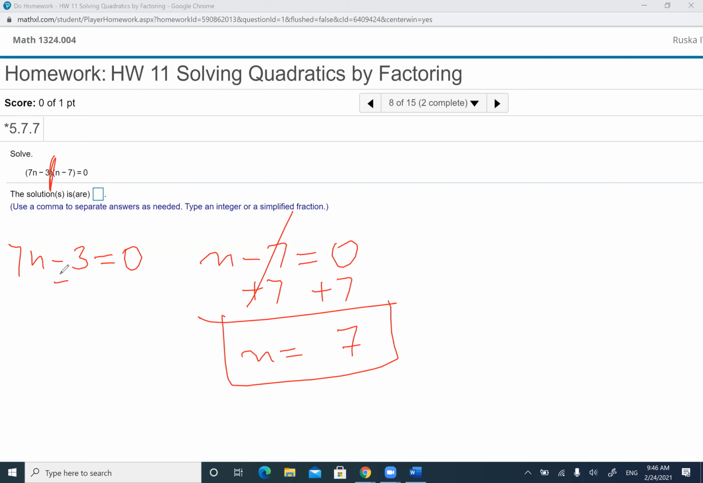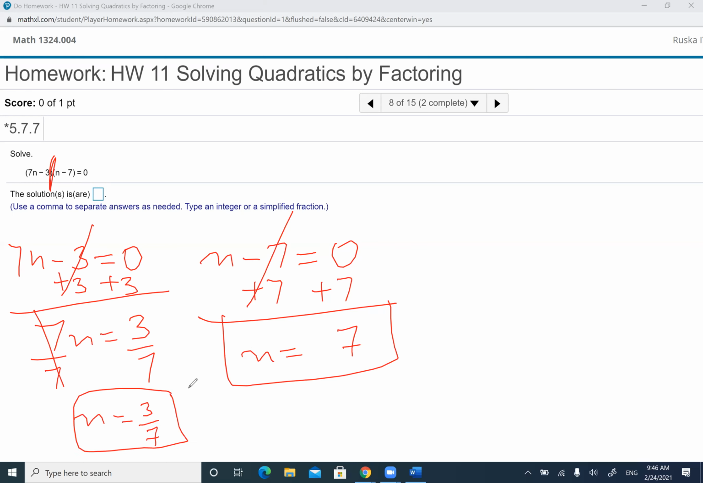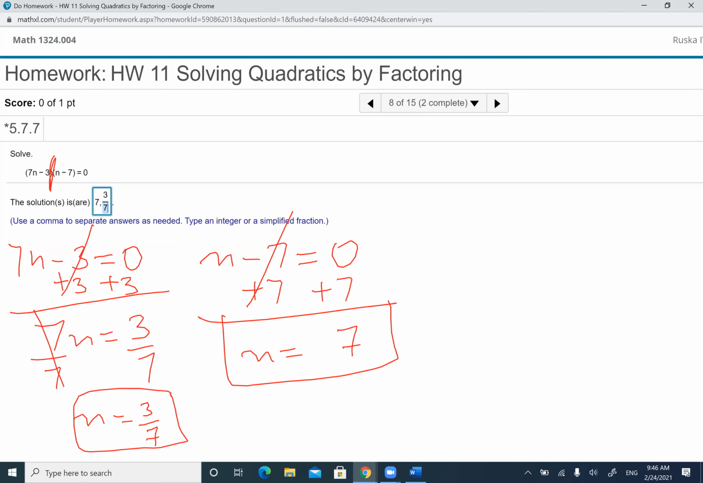And the other one, you're going to add 3. And you have 7n equals 3. And then you're going to divide by 7. And you're going to get n equals 3 over 7. So I'm going to leave it as a fraction. See, it says use comma to separate the answers and enter integer or simplified fraction, okay? So we're going to leave your answer like that. You can put 7 comma and then 3 over 7 like that.